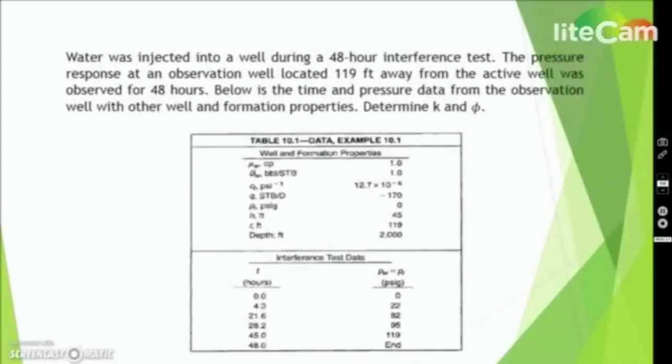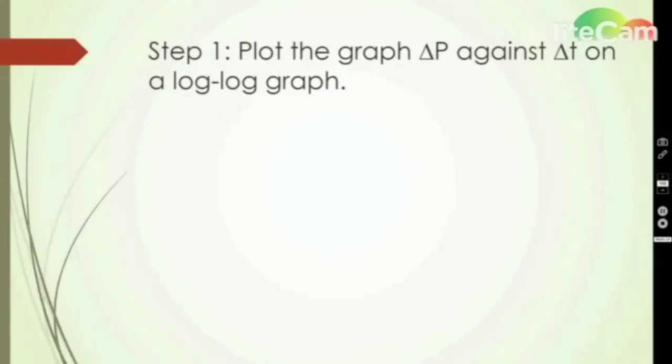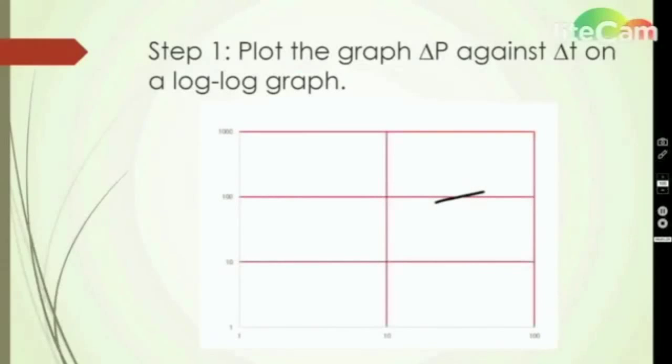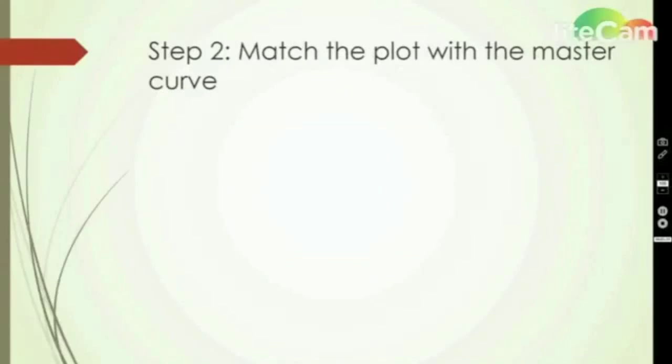Now we solve the equation step by step. Step 1. Plot the graph of delta P against delta T on a log-log graph. By plotting all the data given, we should get a graph that looks like this. And then we proceed to step 2.